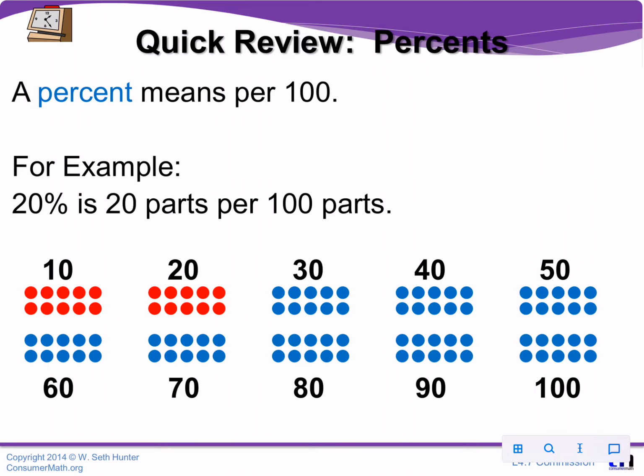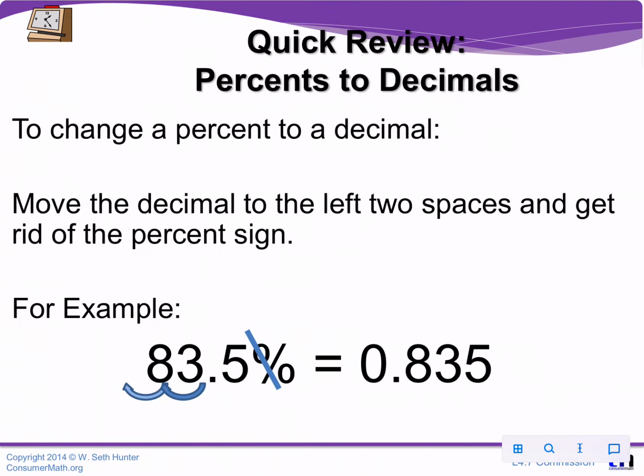A percent means out of 100, per 100. For example, 20% is 20 parts per 100. To change a percent to a decimal, move the decimal to the left 2 spaces and get rid of the percent sign. For example, 83.5%: we get rid of the percent sign and move that decimal over 2 places, and it ends up being 0.0835 as a decimal.